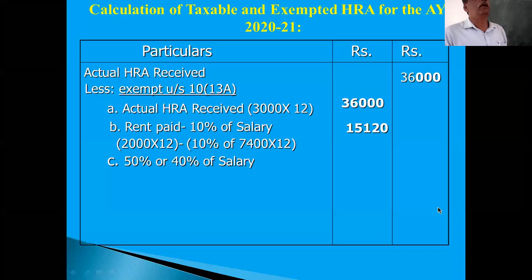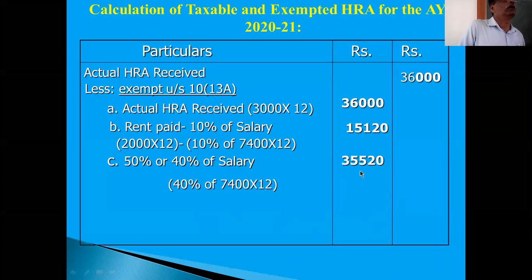4 cities are Delhi, Bombay, Kolkata, Madras. If your residence is in these 4 cities, you take 50% of salary. Other than these 4 cities, you take 40% of salary. So nothing is given in the problem. You consider that as 40% of salary. 40% of salary means 7,400 into 12, it is 35,520.